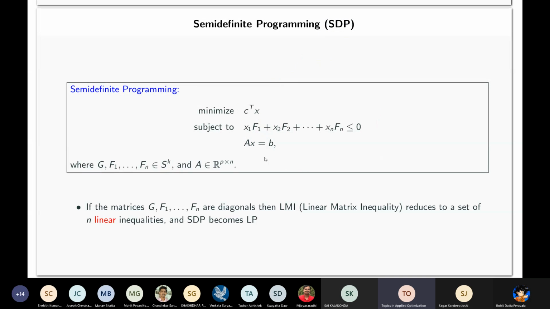Why do I keep writing G? I don't see G anywhere. Yeah, I hope I have not missed anything here.